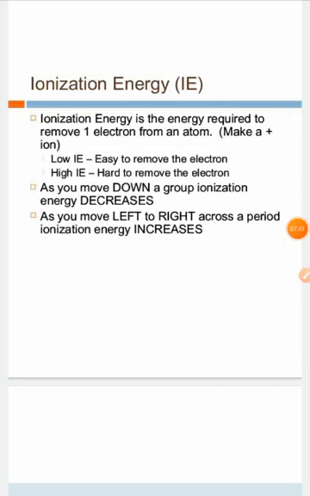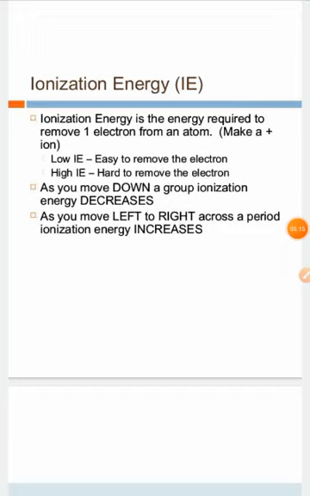Now the next property is ionization energy. It can also be written as IE. Ionization energy is the energy required to remove an electron from an atom. Low ionization energy means it is easy to remove the electron. High ionization energy means it is very hard to remove the electron, because as we remove the electron, the atom becomes an ion. So if more energy is required to remove the electron, the ionization energy will be higher, and if it is easy to remove the electron, the ionization energy will be low.